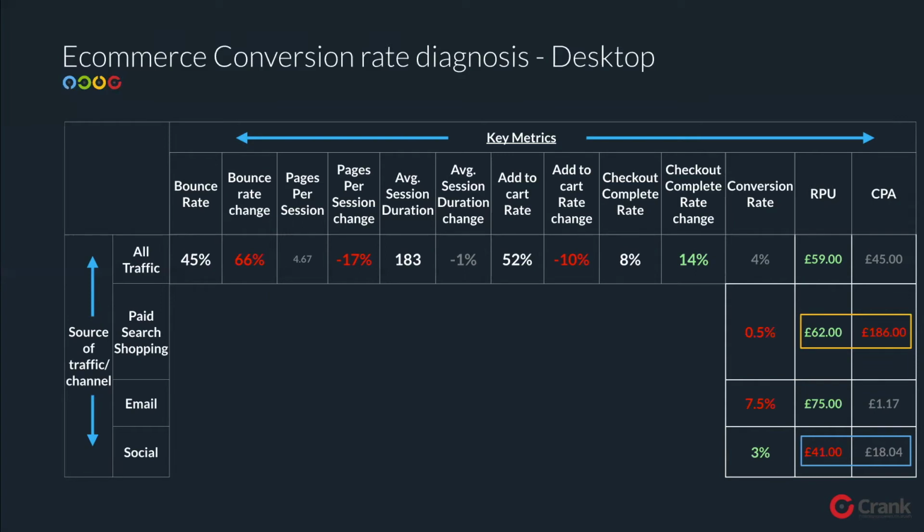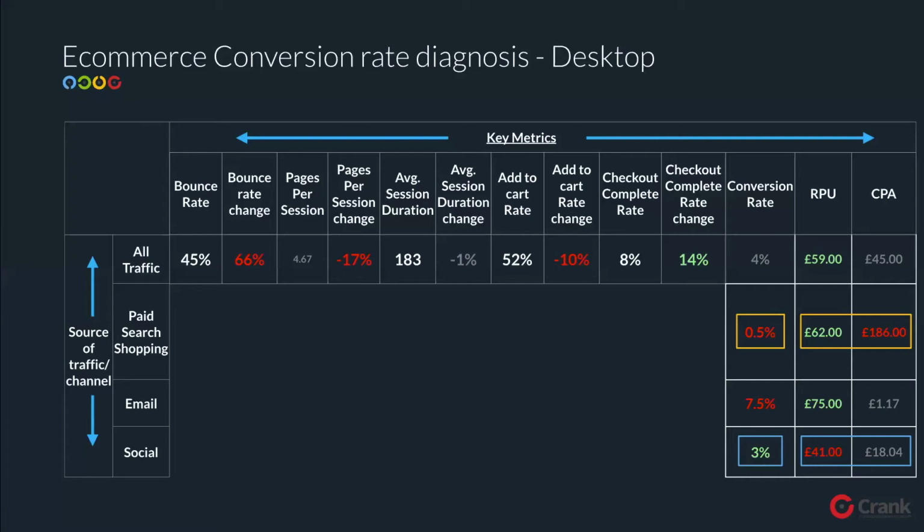The colours in this example, the red and green, indicate whether those things are trending up or down. So although the RPU is up to £62, it's trending up, it's still unprofitable. And the social RPU is £41. That's trending down, but it's still a profitable marketing spend. If we look at the cause of that, one of the causes is an incredibly low conversion rate on paid search shopping. You would expect a channel with quite a high amount of intent, people looking to buy product, to have a higher conversion rate, and it's well below our overall average of 4%. Whereas social is marginally behind that average, but 3% isn't performing that well.